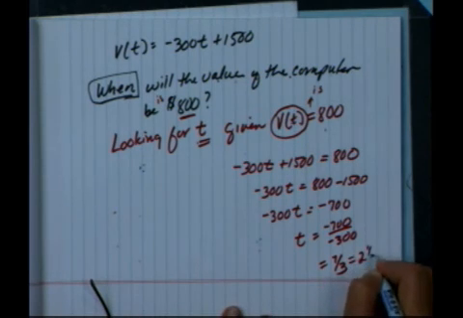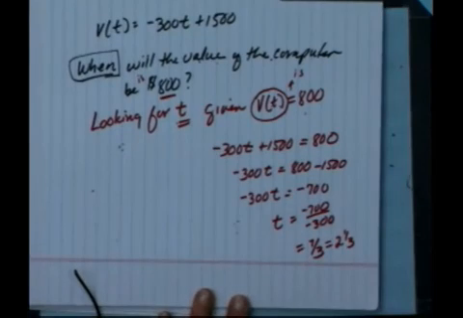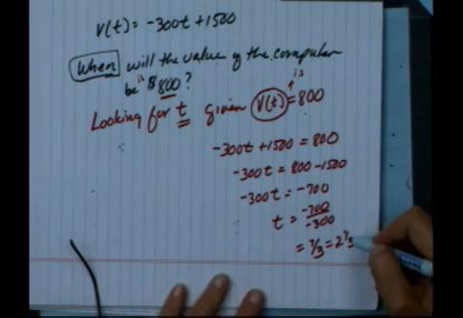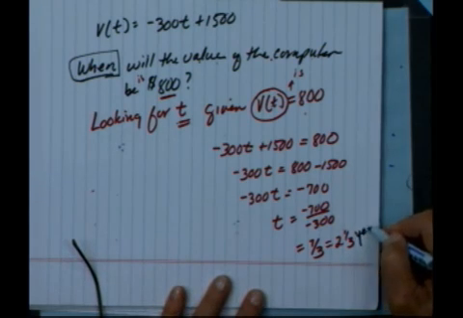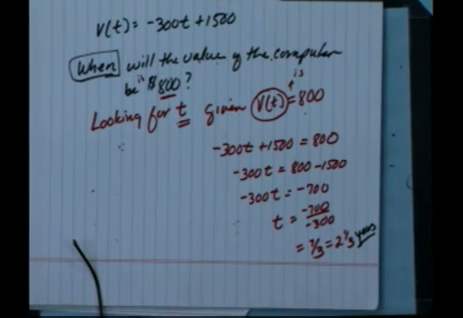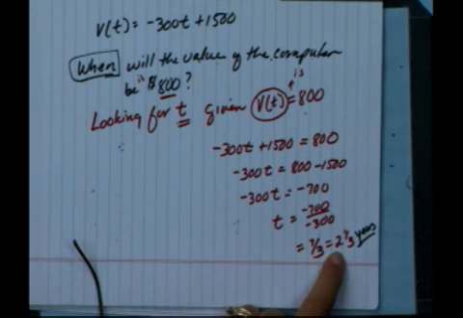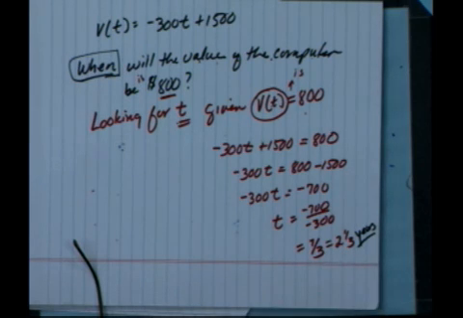2 1/3. What's my units? 2 1/3 what? Years. Okay, what's a third of a year? 4 months. So it's going to take about 2 years, 4 months, because 1/3 of 12 is 4 months. So it will take about 2 years, 4 months before the value of our computer is $800.